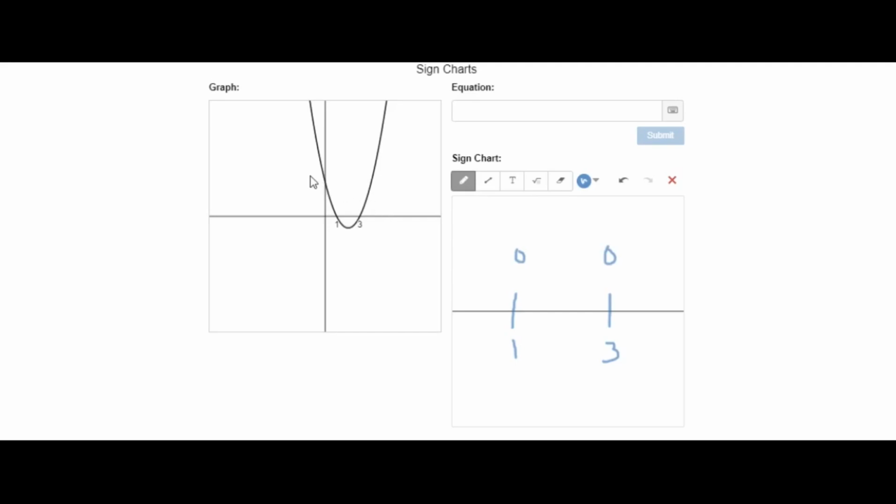Now on the left side of 1, I am positive. I'm positive all the way up until I hit 1, so I'm going to put a plus sign here. Then between 1 and 3, I'm below the x-axis, so I'm going to call that negative. So this is negative, minus sign. And then on the right side of 3, I go back to being positive, so I put a plus sign. So this is how you can create a sign chart using Desmos.